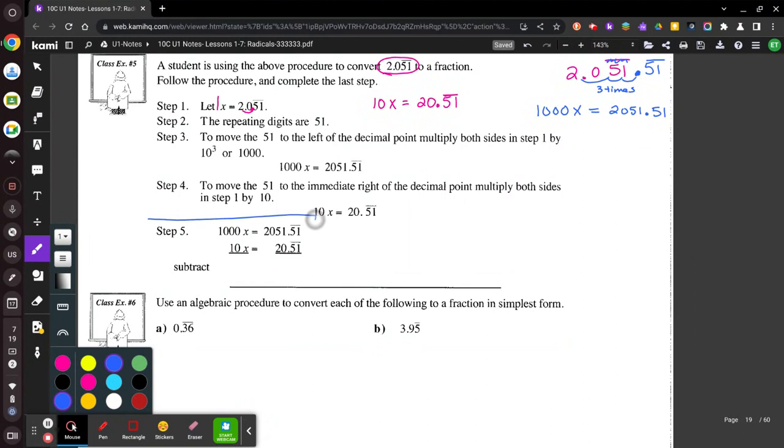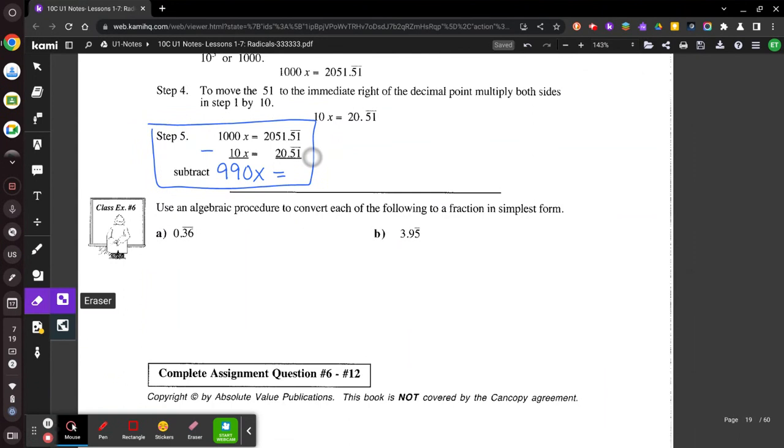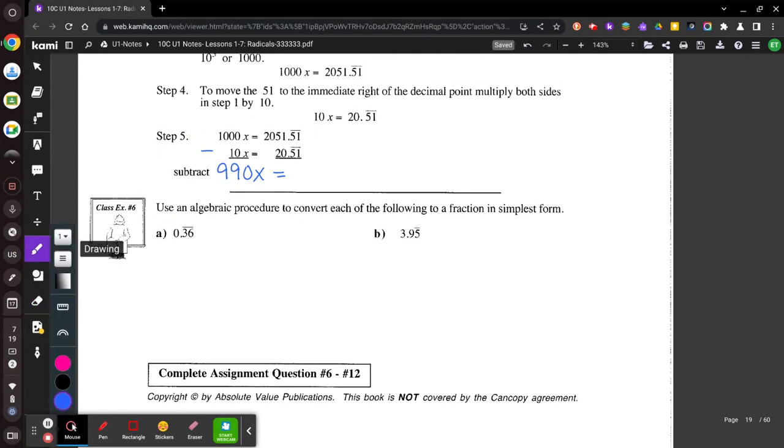So that's what they're doing here in step 5. They're saying, okay, let's subtract these guys. So if we're subtracting, we get 1,000 subtract 10, which is 990x equals, and now I subtract the decimals on the right. The whole point we're doing this is to wipe out the repeating digits on the end. Those will cancel when we subtract. So that's what we're trying to do.